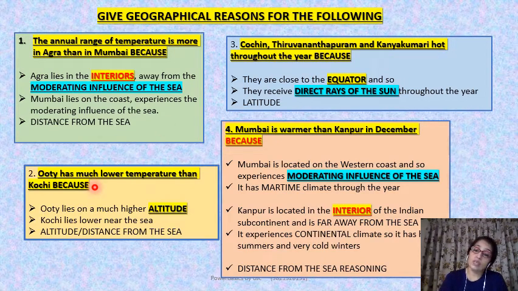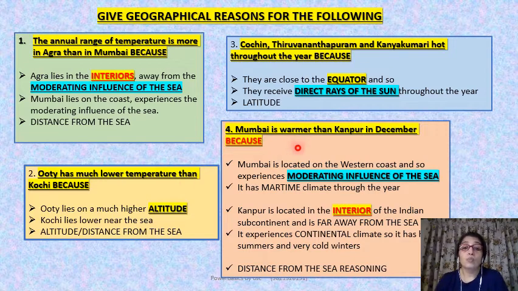Ooty has much lower temperature than Kochi. Now, how do we say? Ooty and Kochi both lie in the tropics, below the Tropic of Cancer. Ooty lies in a hill station. Kochi is a coast. So you can say that Ooty lies on a much higher altitude. It's higher, whereas Cochin lies lower near the sea. So Cochin has equable climate. Ooty has continental climate, cold climate. It's up there, away in the interiors. So altitude and distance from the sea.